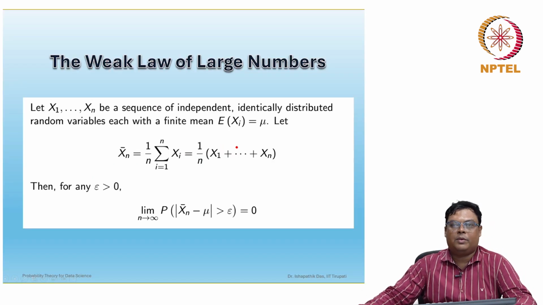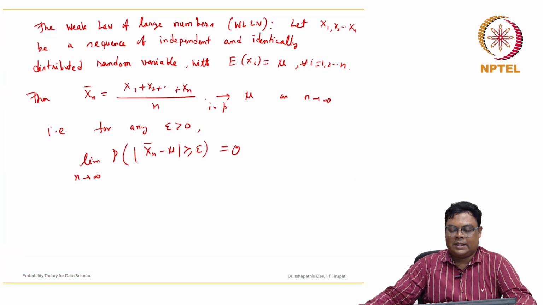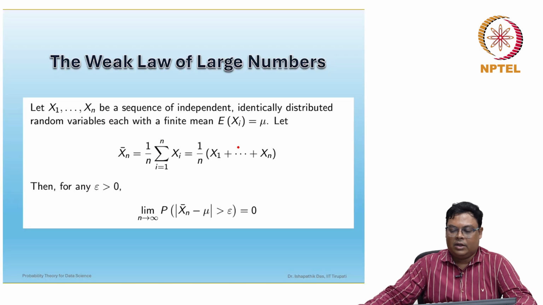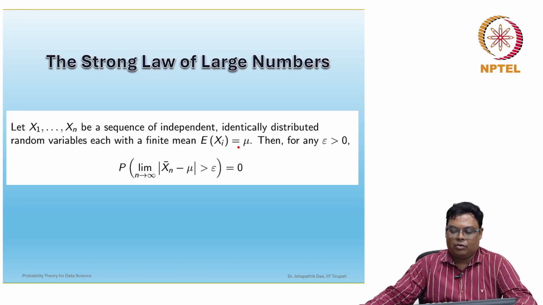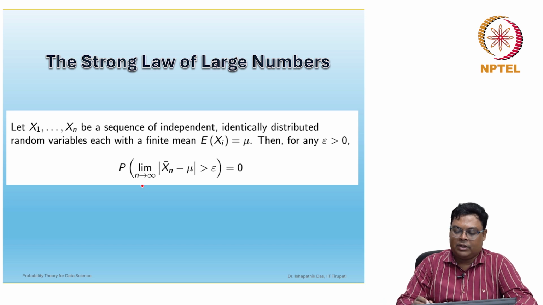We are not going to prove this, and the strong law of large numbers says much the same thing. We will not go into this in detail; this is just to learn it. The strong law says that if X1, X2, ..., Xn is a sequence of independent identically distributed random variables with finite mean mu, then for any epsilon greater than 0, the limit as n goes to infinity of the probability that Xn differs from mu by more than epsilon, meaning it is not converging to mu, is equal to 0.